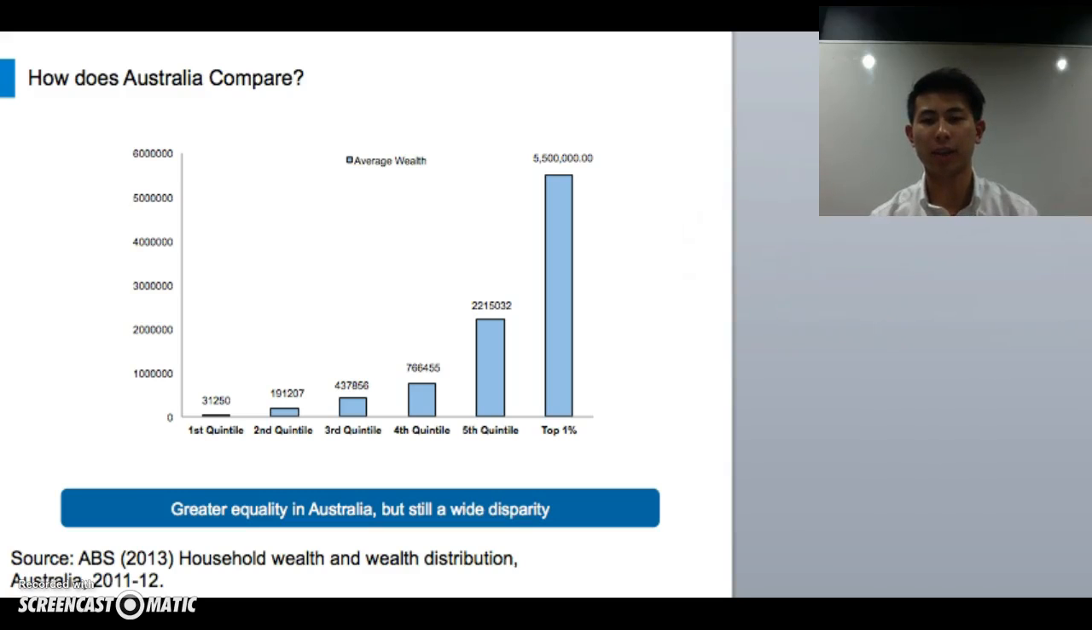So how does Australia compare? Australia is definitely more egalitarian as a society than the US because of stringent government controls such as higher minimum wages, free education, and greater social security. However, there are becoming more and more concerns about the level of inequality in Australia.